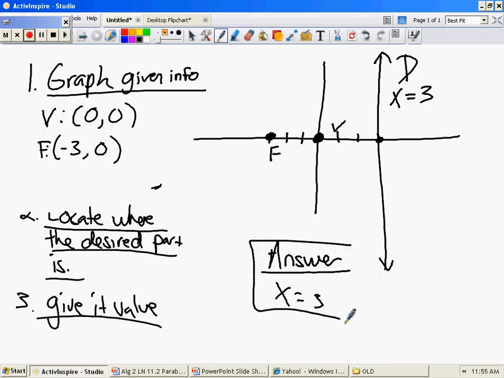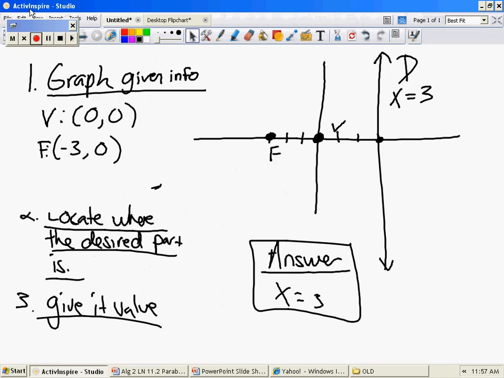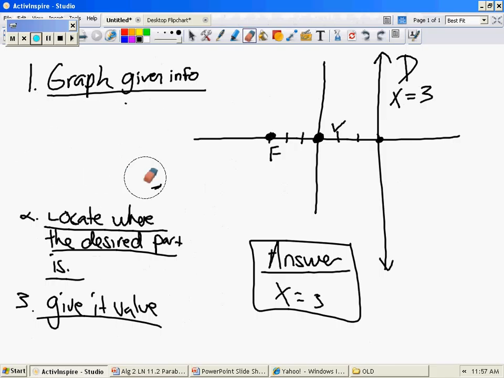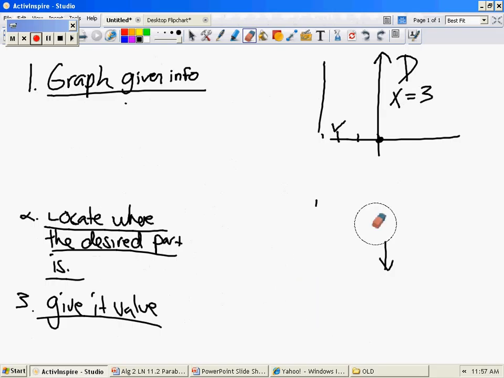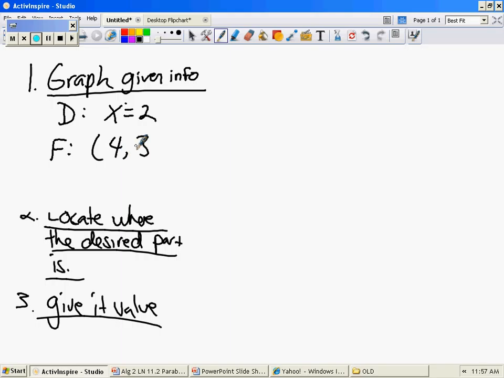So this is the part that I'm finding a lot of my algebra 2 students struggle with because we haven't really reviewed graphing lines for a while. If it's y equals, it's a horizontal line. If it's x equals, it's a vertical line. Next: x equals 2 is the directrix. Focus is 4, 3. All right. So my directrix is x equals 2, and my focus is 4, 3.